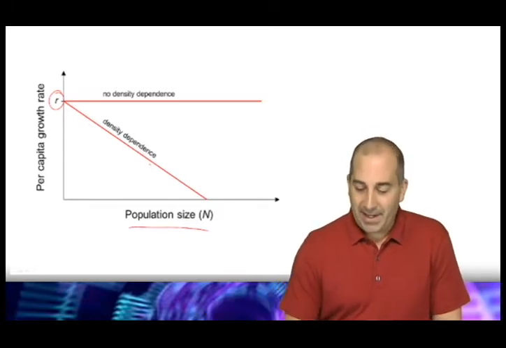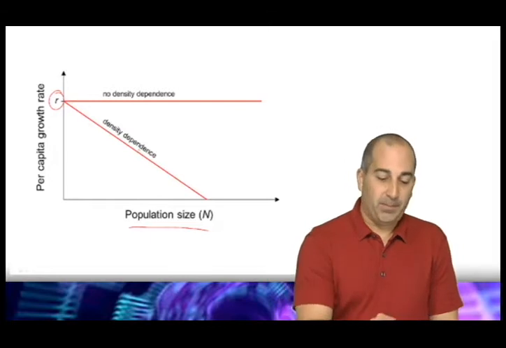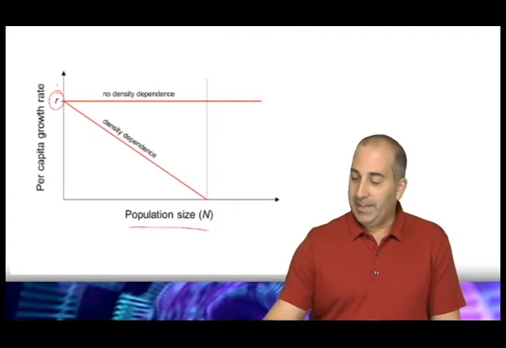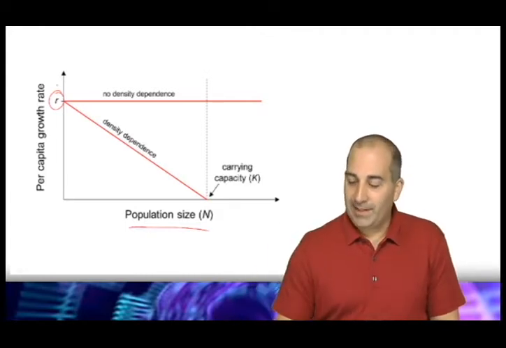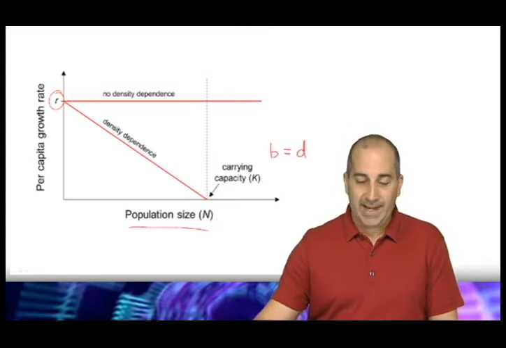So if we think about it, we can build a model, and the simplest model we can build is just where there's a linear decrease in the per capita growth rate as the population increases. And at some point, we hit a population size where that population doesn't grow anymore, and that's because the birth rate equals the death rate. And that's the carrying capacity of the population, or K.